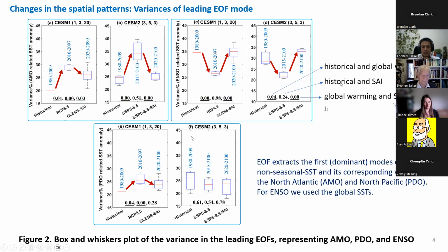Except for one case, Fig F, in the other cases we can see that significant changes in variances have occurred due to global warming in comparison with the historical, and SAI effectively tends to suppress these changes. If you take a closer look at Fig B, which shows the results for AMO under the CESM2 model, we can see that the increased variance due to global warming has been completely suppressed by SAI. The middle p-value, which shows the difference between the historical and SAI, is not significant, telling us that here SAI effectively suppresses the changes. And for other cases, you can also see similar results.